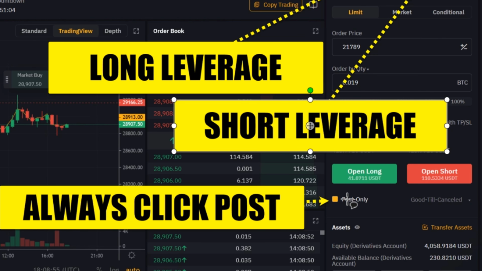And what post means is, if it's super tight and price is moving up and down, when you hit that limit order, if it's so close to your price, it'll actually start to market buy you in. So even though you chose to limit in, they will charge you market fees if you don't click post.